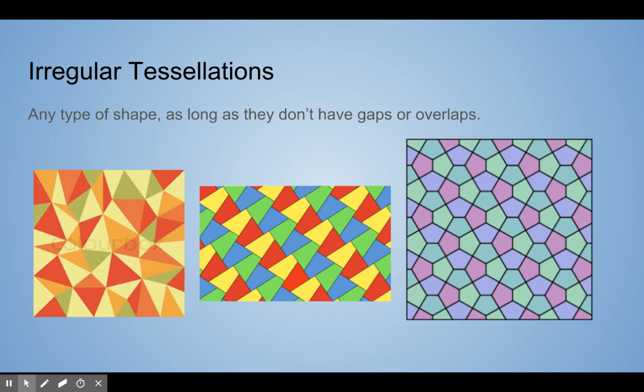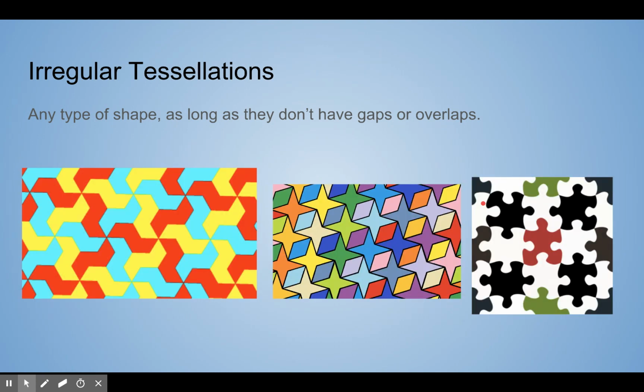Irregular tessellations. So irregular tessellations are any kind of shape repeated in a pattern that don't have gaps or overlaps. So here are some examples here. We know they're irregular because these lines and angles are not equal. You can even get a bit more creative and use more interesting shapes. And you can use lines that are curved as well.